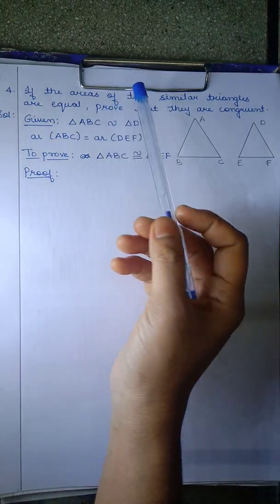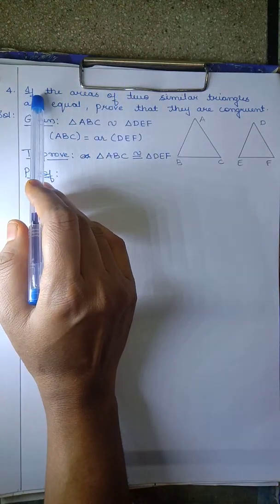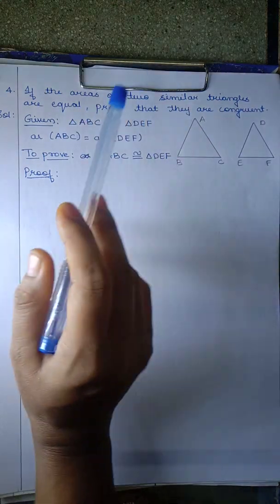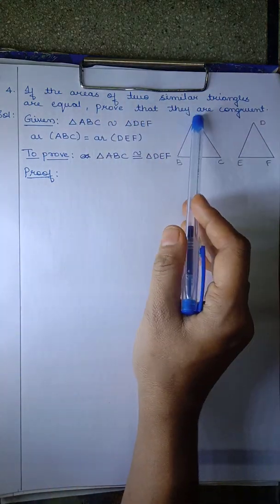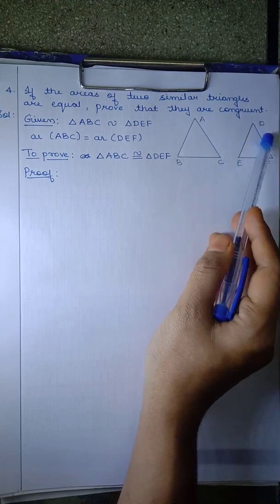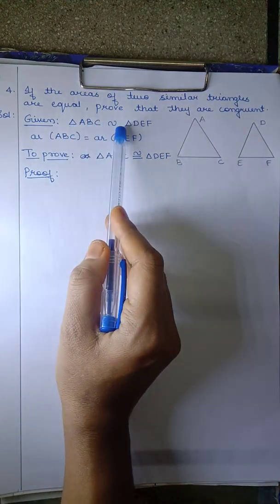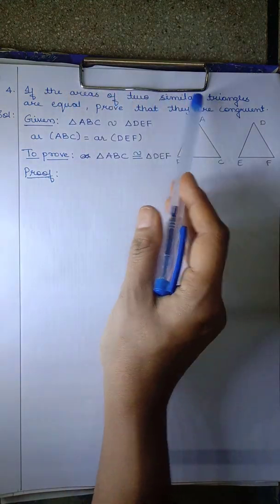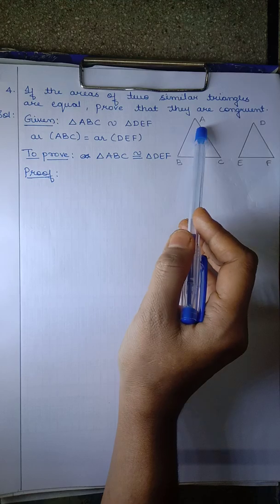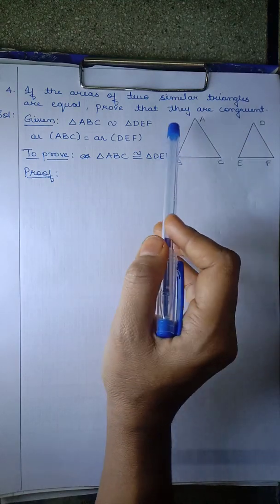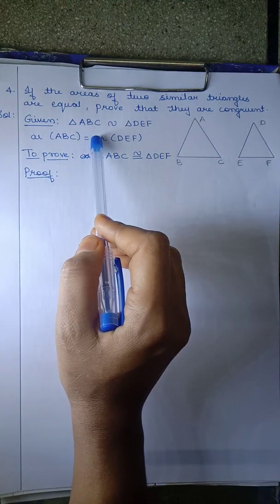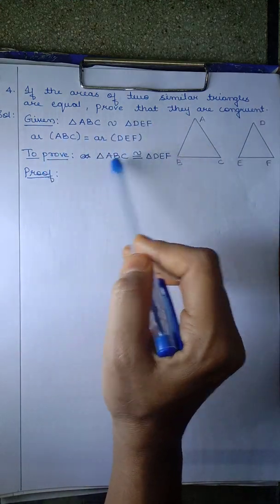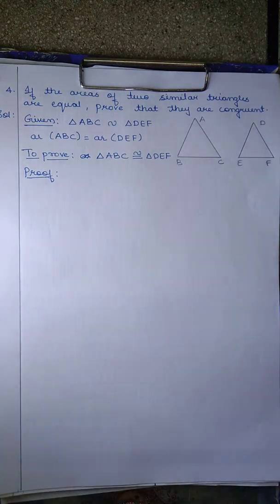Yes children, now let's see the fourth question. The fourth question is, if the areas of two similar triangles are equal, prove that they are congruent. Okay. So two triangles are there, ABC and DEF. They have given triangle ABC is similar to triangle DEF. They have given in the question that the areas of two similar triangles are equal. So triangles are similar is given and their areas are equal is also given. Okay, and you have to prove that they are congruent, that is ABC is congruent to DEF. You have to prove children.